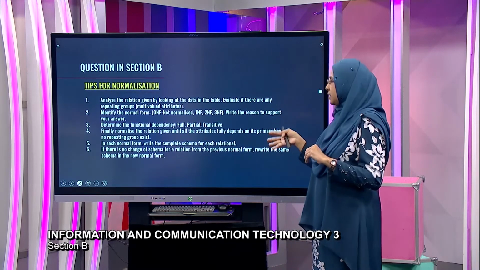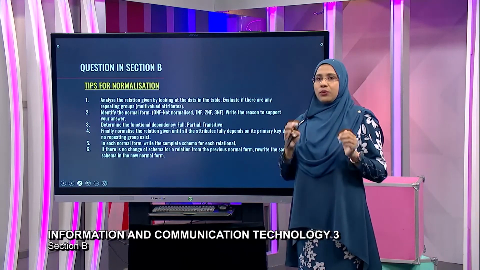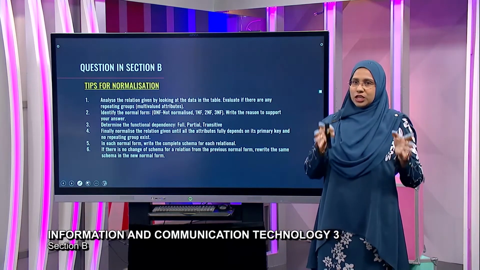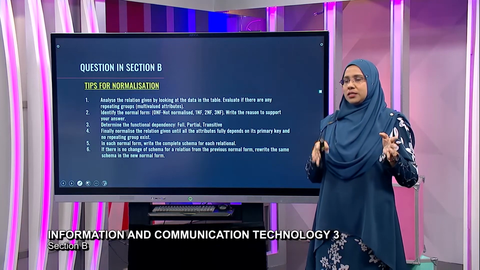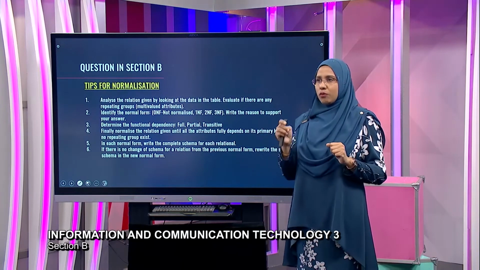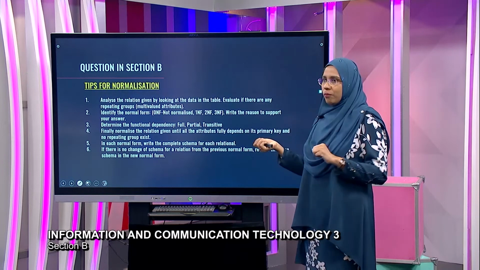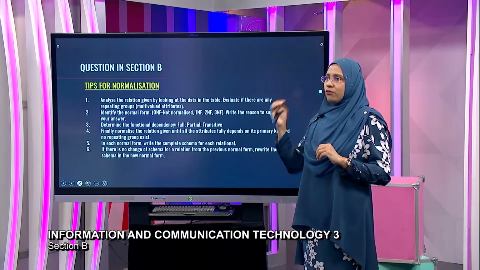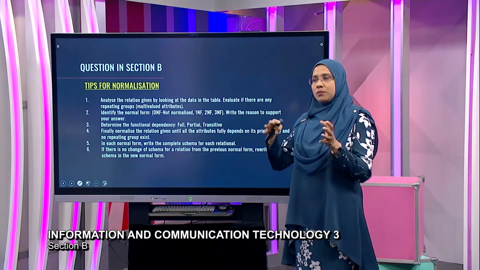So if given in table form, just analyze the table and then evaluate if there are any repeating groups to determine which normal form the relation currently is in. If the relation is not normalized yet, we call it zero normal form, or it may be in first normal form, second normal form, or third normal form. Because in each normal form, there will be conditions. If it fulfills that condition, then you say, okay, this relation is in second normal form because of such and such.